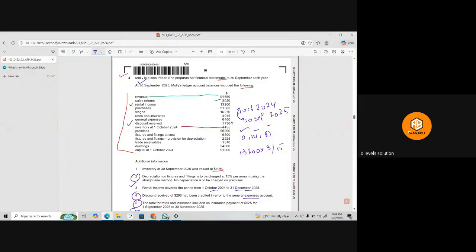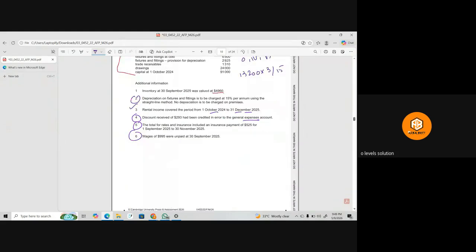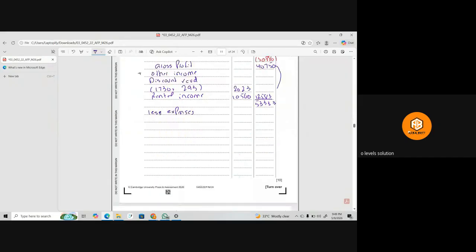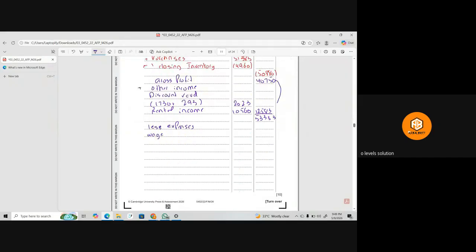The wages are equal to 16,270 if you see. Let's see the adjustment. Wages of 995 are unpaid. Okay, so we just simply need to add it because this is unpaid at the end of the year. That's why 16270 plus 995. Okay, so this is equal to 17265.